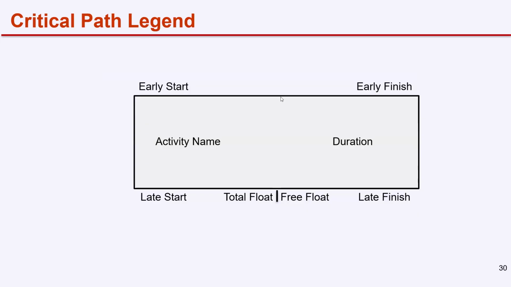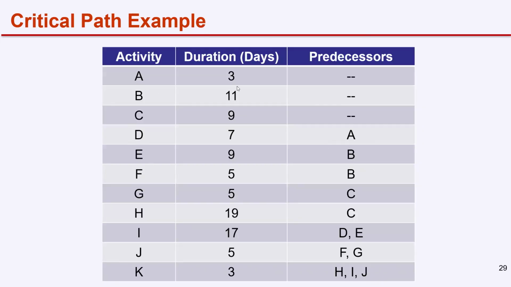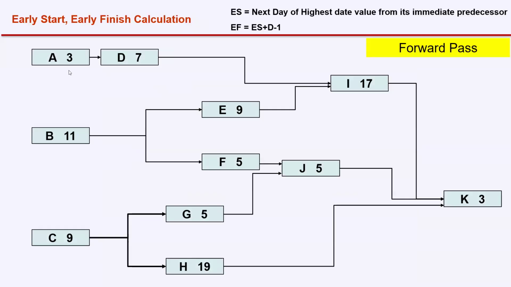A box will represent the activity. Inside the box, I'll have the name of the activity and its duration. A, B, and C don't have any predecessor. For D, A is the predecessor. For E and F, B is the predecessor. For G and H, C is the predecessor. So we have here A, B, C, no predecessor. D, A. E and F, B. G and H, C.